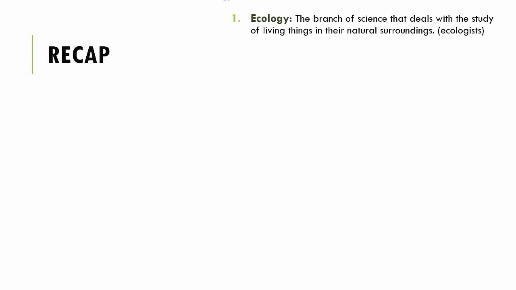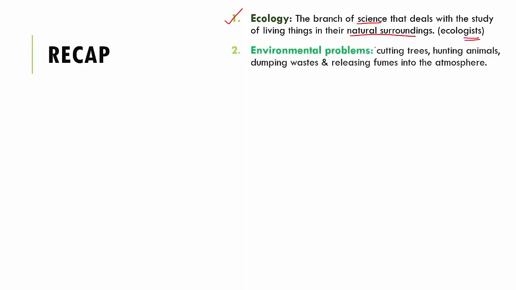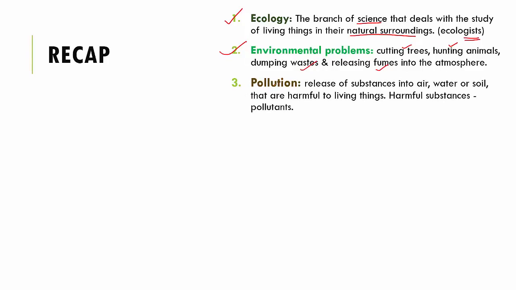So with this, we complete part 1 of the chapter. Let's do a quick recap of what we covered in part 1. First, we spoke about ecology. We said that it was a branch of science that deals with the study of living things in their natural environment, and the scientists who study ecology are called ecologists. Then we spoke about environmental problems such as cutting of trees, hunting of animals, dumping of waste, and releasing fumes into the atmosphere.